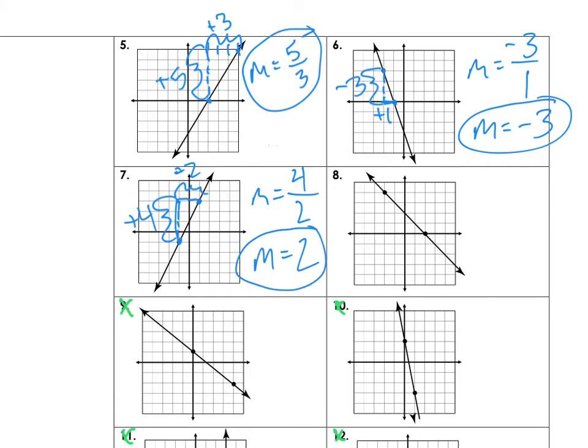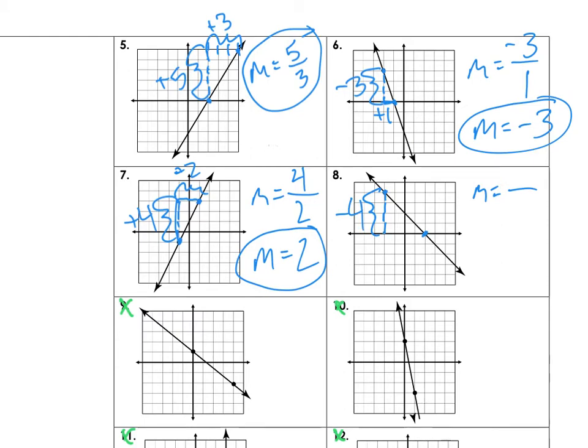Last but not least, number 8. Once again, pulling off my dots. Now I need to calculate rise first. Remember, rise goes on top of my fraction. Vertical change. Where did I go? Did I go up or did I go down? Well, it looks like we're already saying down, so 1, 2, 3, and 4. I went down 4, which means that's negative.